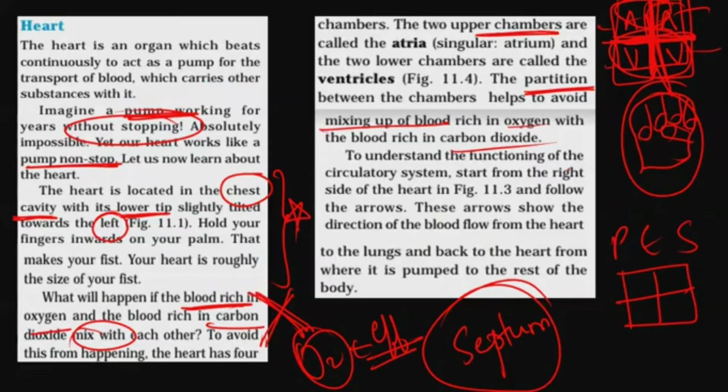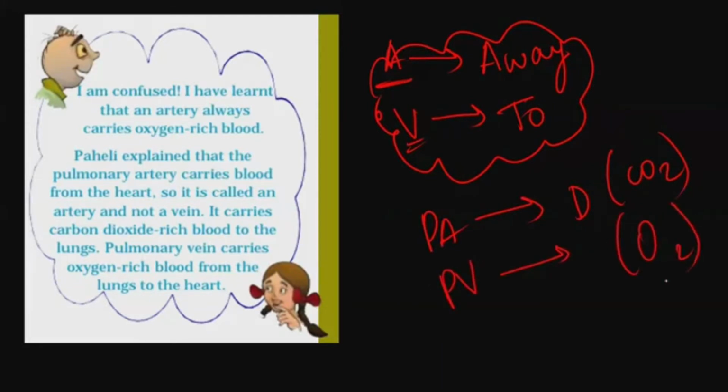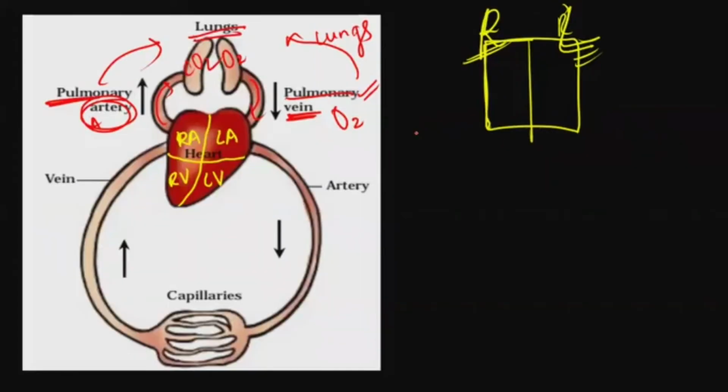But if it is pulmonary artery, it is going to carry deoxygenated blood, or you can say carbon dioxide rich blood. And if it is pulmonary vein, it is going to carry oxygenated blood. But in both cases, be it pulmonary or the normal artery, this is going to remain constant. This is always constant. So you can remember this. Okay. Now I will just show you the cycle.